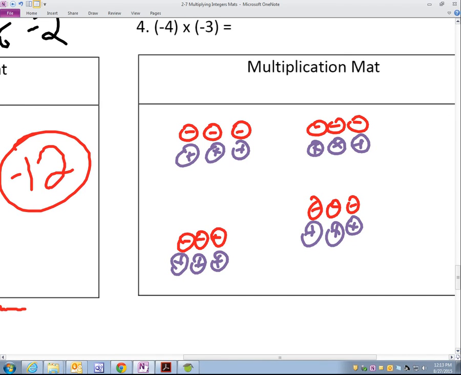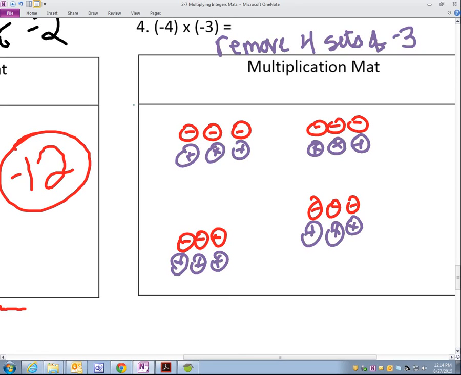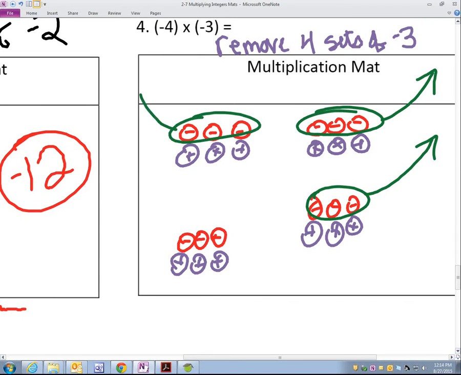Now finally the action of remove 4 sets of -3. Let's bring in the green group. They're known for disposal. I'm getting rid of 1 group of -3, 2 groups of -3, 4 groups of -3. Whoops. 4 groups of -3. So I've kind of created some dinosaurs here.